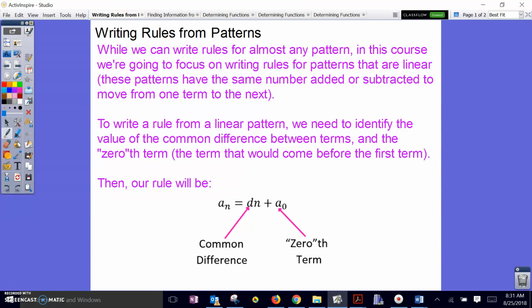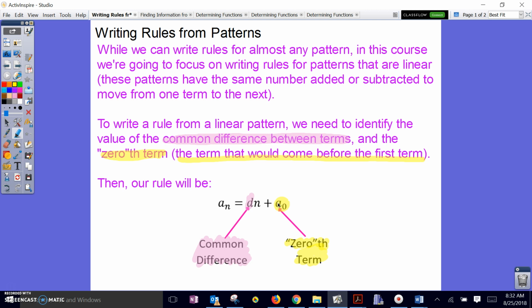We need to identify two things. We need to identify the value of the common difference between the terms. What is being added or subtracted to get from one term to the next. And that is going to end up becoming the coefficient for our n. And then we need to identify the 0th term, which is the term that would come before the first term. If we extended the pattern in the other direction, what term would come right before the first term? And we're going to add that onto this.